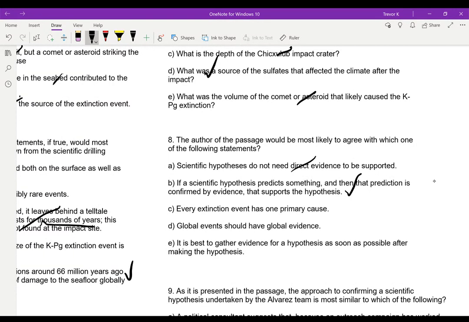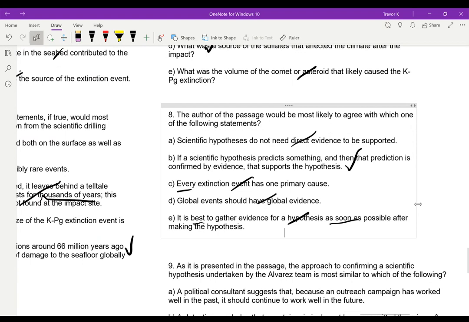Every extinction event has one primary cause, super strong language. Global events should have global evidence. I don't even know what that means. It is best to gather evidence for a hypothesis as soon as possible after making the hypothesis. Again, that seems really general. Like, what does it is best mean? I mean, if you can't, do you still have to? Like, what if there's a pandemic going on, for example? All right, so I'm crossing that out. So yeah, B, classic dumb answer.